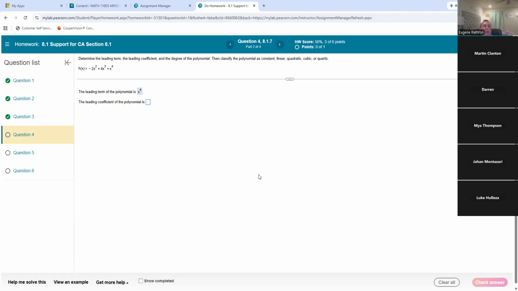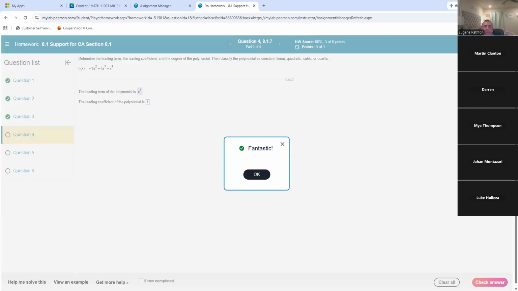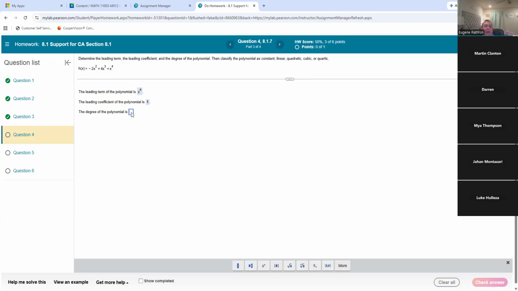Now, let's see what y'all put here. What is the leading coefficient? What is the number in front of that x to the fourth term? So if there's no number in front of that x, it's going to be a 1. So good job. So y'all put 1 on that one. So that's like a 1x to the fourth, okay? So what's the degree of this polynomial? So that's 4 because that's my highest exponent.